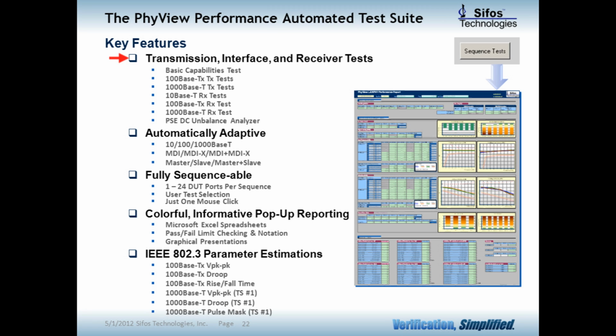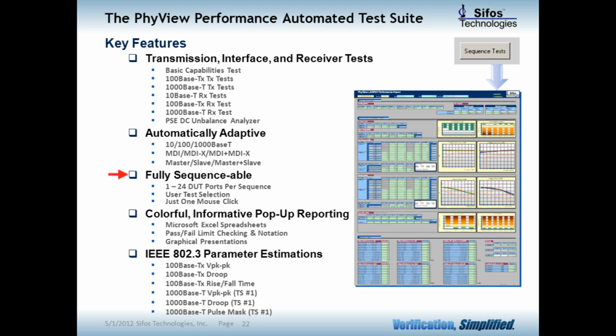The sequenceable tests include basic capabilities, 100 base T transmitter testing, 1000 base T transmitter and interface testing, and impaired receiver testing for 10 base T, 100 base TX, and 1000 base T. The test suite will automatically adapt to 10, 100, 1000 base T port under test configuration capabilities and maximize test coverage given those capabilities. For example, if a 10, 100, 1000 port supports auto MDI, then transmitter tests will cover both MDI and MDIX for 100 base TX.